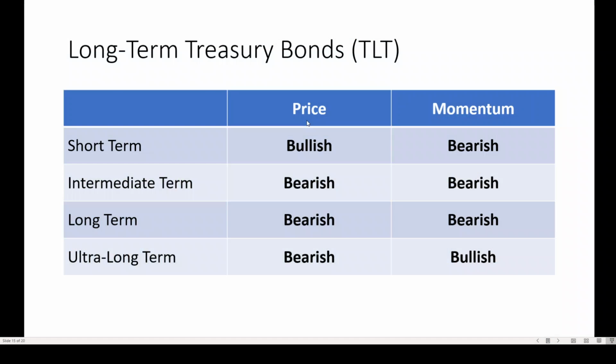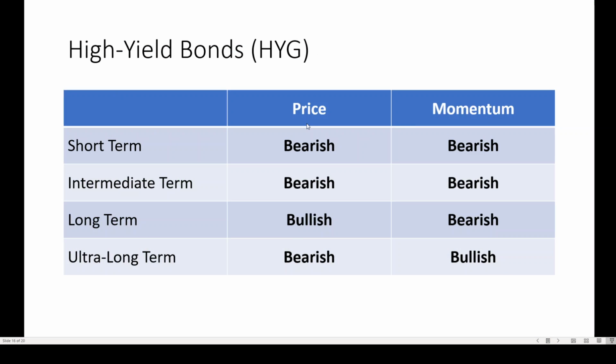Let's take a look at high yield bonds. We had some requests for that. Short term is bearish because remember, high yield bonds tend to lead equity prices. Bearish on the short term, bearish on the intermediate term. Long term still showing a little bullish signal on price, and ultra long term is showing a little bullish signal on momentum.